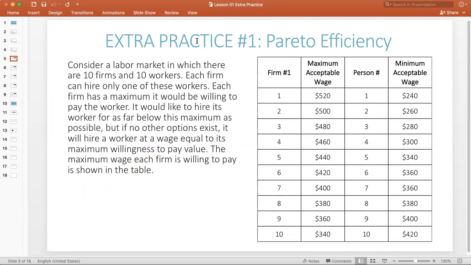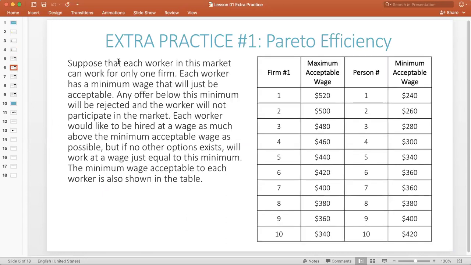The first problem is about Pareto efficiency, and it gives you this big long table that we have to interpret. It says, consider a labor market in which there are 10 firms and 10 workers. Each firm can hire only one of these workers, and each firm has a maximum it would be willing to pay the worker. It would like to hire its worker for as far below this maximum as possible, but if no other options exist, it will hire a worker at a wage equal to its maximum willingness to pay value. The maximum wage each firm is willing to pay is shown in the table.